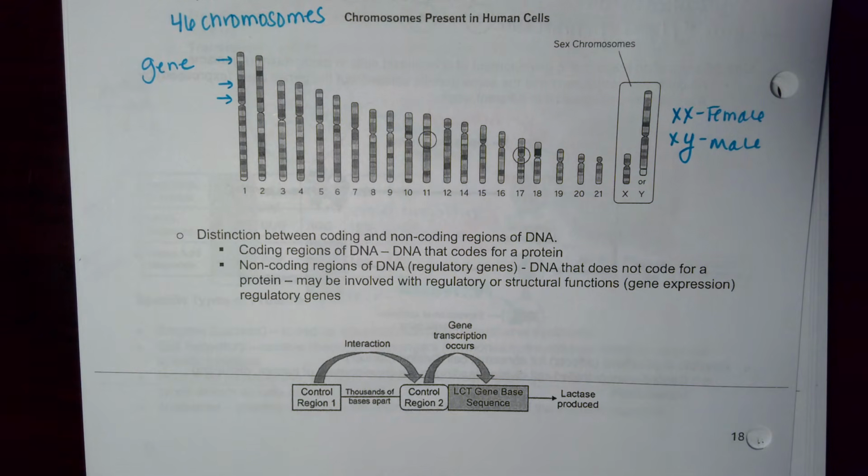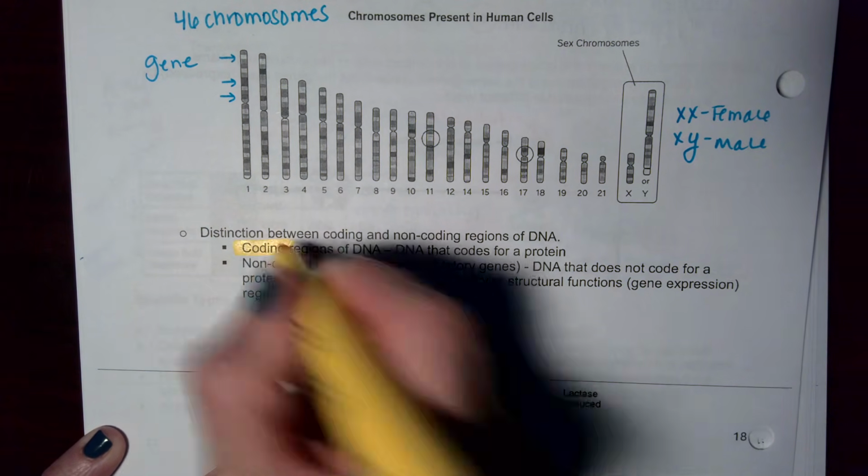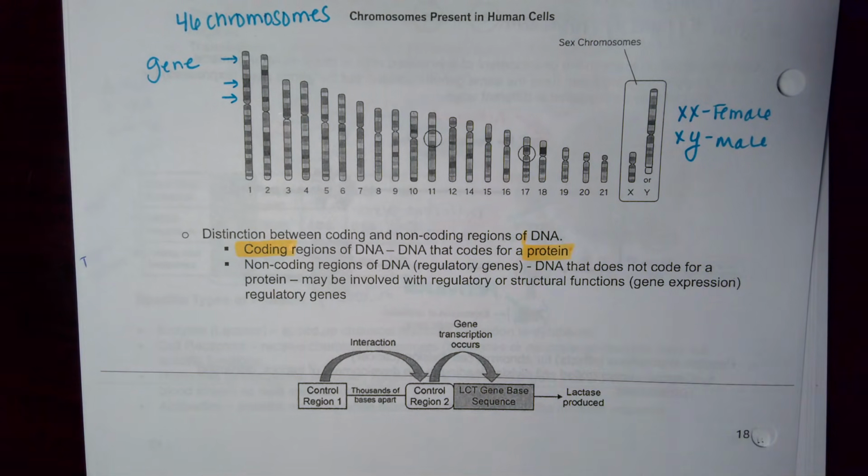Now on to the actual part that is really the standard. Distinction between coding and non-coding regions. We have coding. Coding codes for a protein. On our last page where we did transcription and translation, I said transcription makes a copy of the DNA into RNA. RNA brings the message to the ribosome, and then there in the ribosome, the amino acids get linked together and make a protein. Those are DNA sections that are referred to as coding DNA. So coding DNA codes for a protein.